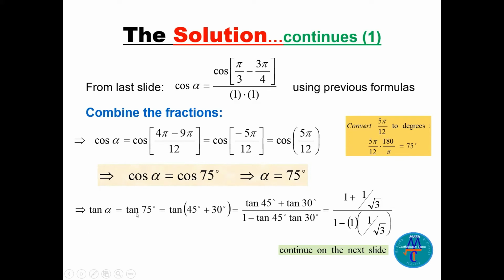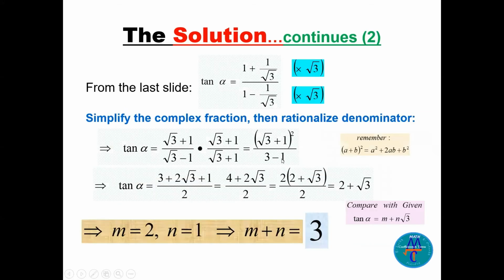Let's find tan of alpha. Tan of alpha will be tan of 75 degrees, which is tan of 45 plus 30. We can convert this to the sum of two special angles. By the formula of tangent of the sum, it will be tan 45 degrees plus tan 30 degrees, divided by 1 minus tan 45 times tan 30. Put the values there: tan 45 is 1, tan 30 is 1 over square root of 3. Simplify this complex fraction. You can multiply up by square root of 3 and down by square root of 3.